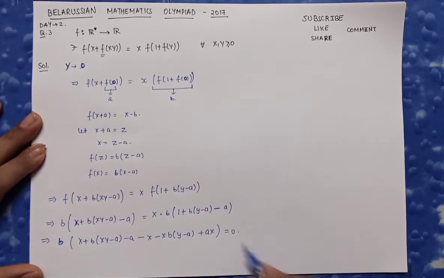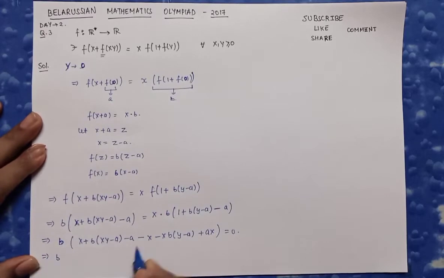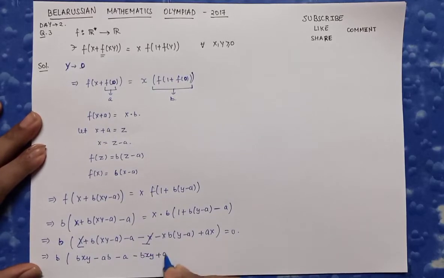Okay, equals to 0. So now let's rewrite it. This x and this x will get cancelled out, so let's cancel it quickly. Now here if you clearly observe, or I can write here also bxy minus ab minus a, here minus bxy plus ab plus ax equals to 0.